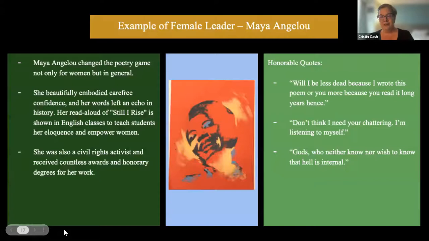Then they had to come up with their own example. So I had this student here who chose Maya Angelou. There was a whole variety. They had to explain how they saw them as a leader and also some examples of their work or their life that communicated those qualities that they believed were of an effective leader. Next, please.